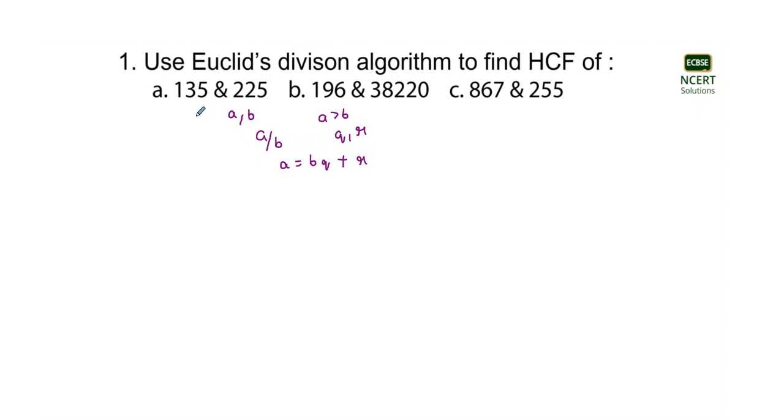So now coming to the A part of the question, here we have been provided with the two numbers 135 and 225. Clearly, the number 225 is greater than the number 135. So in this case, A will be equal to 225 and B will be equal to 135. Now applying Euclid's division lemma over the numbers A and B, 225 can be written as 225 equals 135 into 1 plus 90.